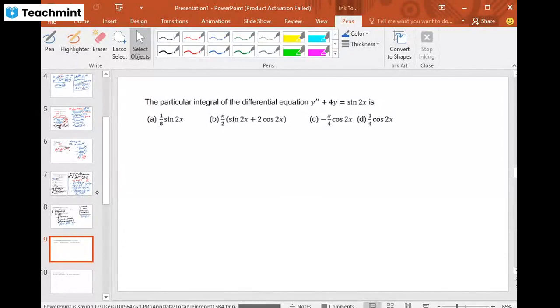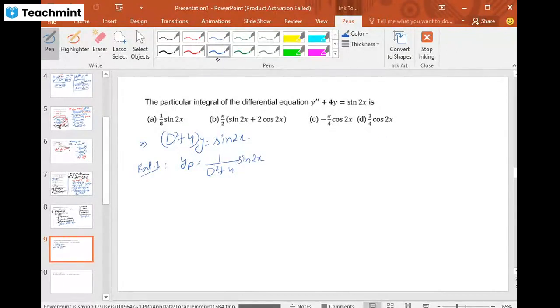Now again, this problem is based on the particular integral of this differential equation. So firstly, we write the operator form (D² + 4)y = sin 2x. So for the particular integral, we can consider yp as 1 upon (D² + 4) sin 2x.